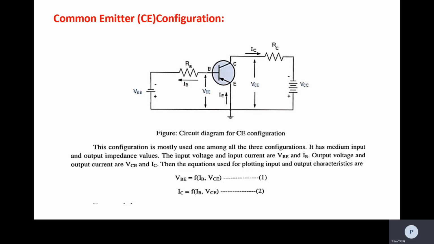So what is the input voltage here? VB is the input voltage. And what is the input current here? IB is the input current. What is the output voltage here? VC is the output voltage. That is equation number 1.